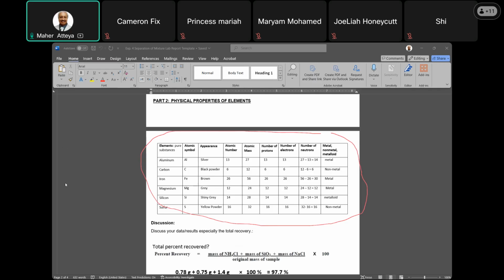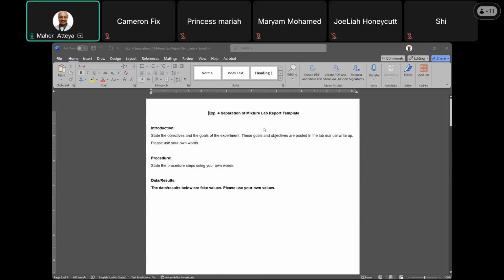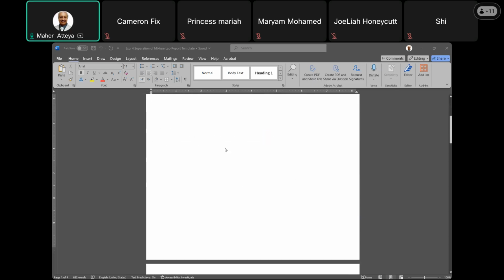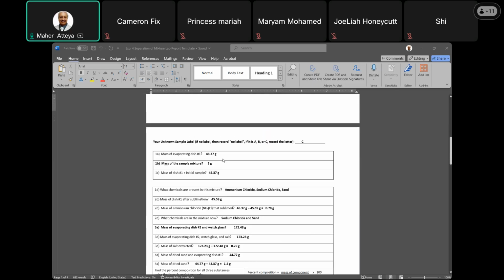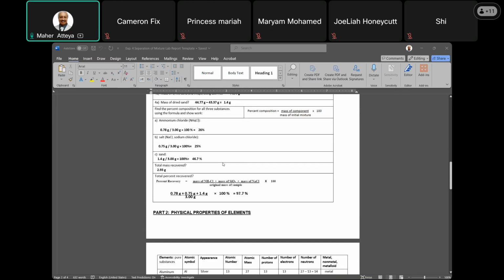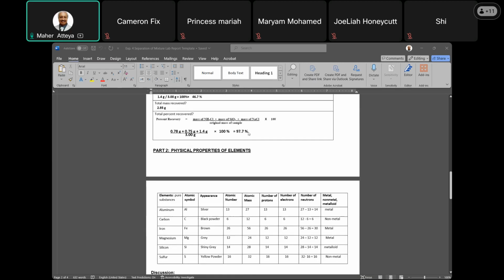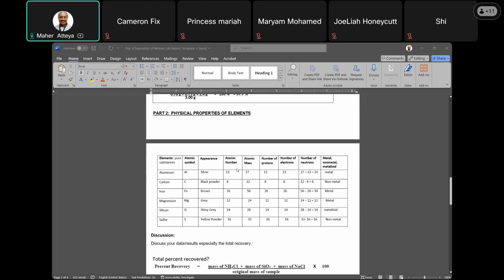Let me take this one here out. So as I said, if you look, this starts with the introduction, write it your own. See, that's a template. Procedure is, state your own procedure. Introduction, your own, from the lab report, the lab procedure. I'll show you here. This is the data. That's what you have to copy as is, because we are not doing the actual experiment.